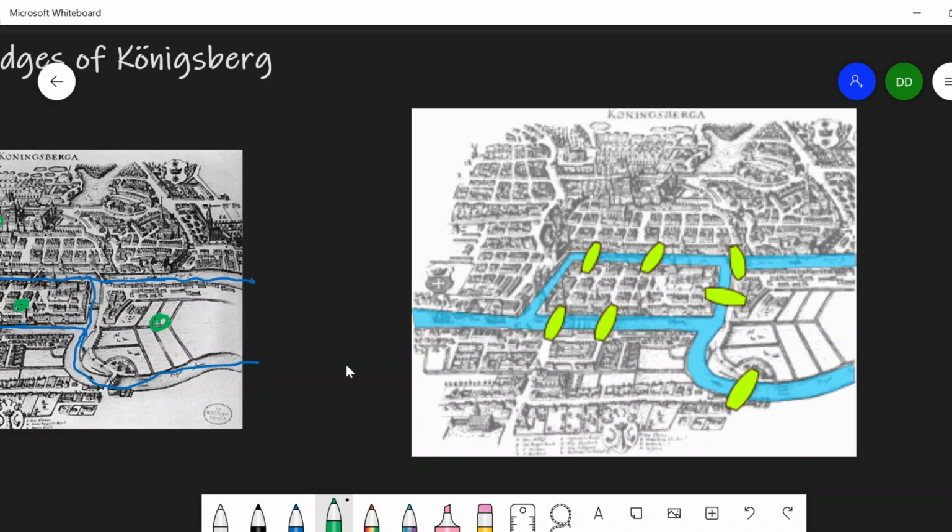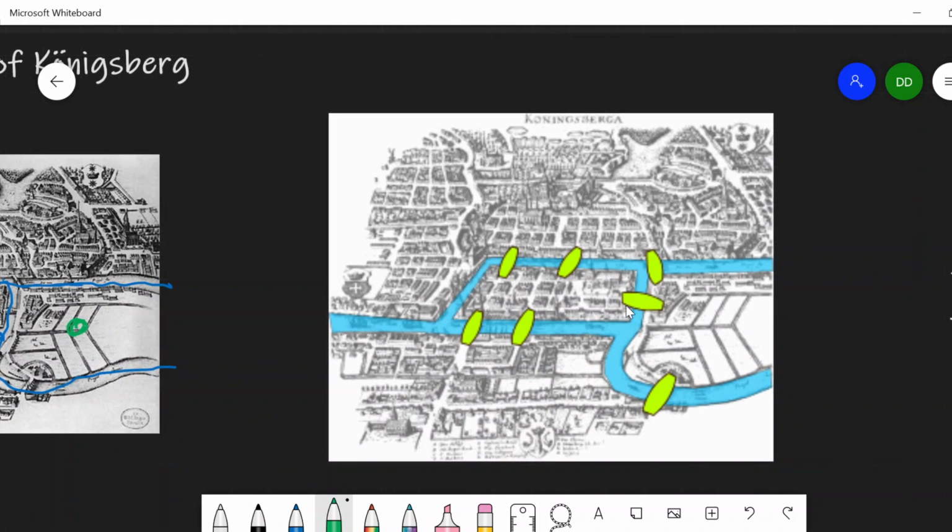So examining this problem, right? Can we cross each of these 7 bridges exactly once? Euler gave a proof of the negative. No, in fact, we cannot. And here is a proof of it. So let's talk about a proof, how he was able to solve this problem and convince everyone that it was, in fact, a negative. It was not true.